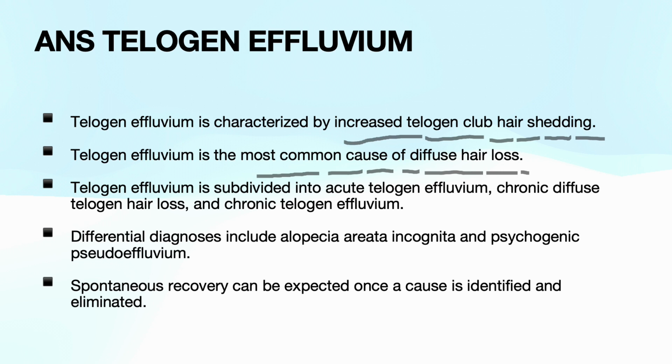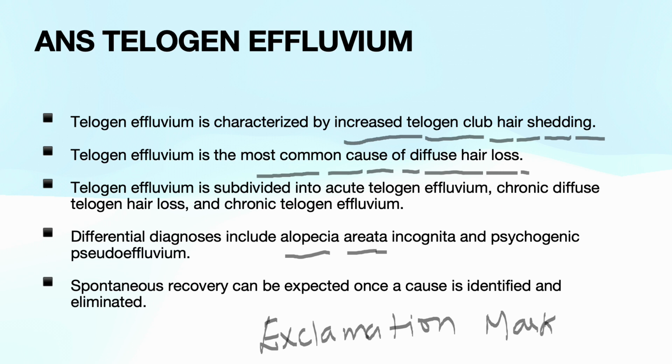And if there is a differential diagnosis, it's going to be alopecia areata. In the July MRCP or June MRCP, I reckon, I've seen a question paper where they asked about alopecia areata. In alopecia areata, there will be a term called exclamation mark hair. If you notice the term, that is alopecia areata.